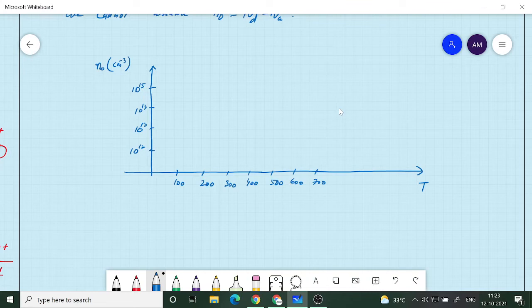And then if I draw this, what is going to happen is, say I have Nd equal to say 10 raised to 15, 10 raised to 15 by 2, that means 5 into 10 raised to 14 per centimeter cube. So if I draw the curve for this particular case, 5 into 10 raised to 14 is somewhere here.